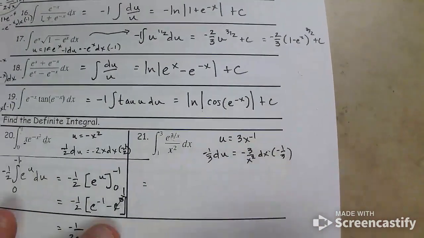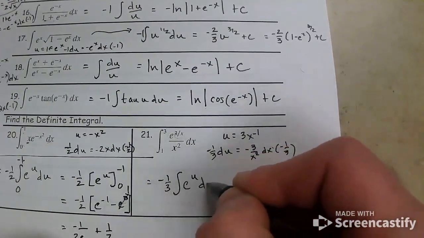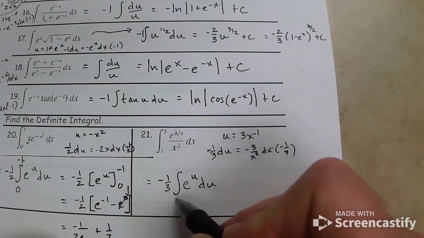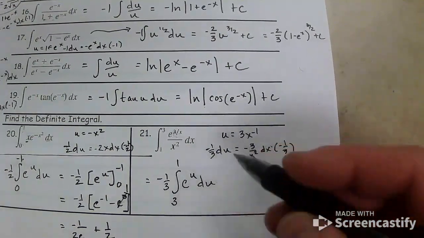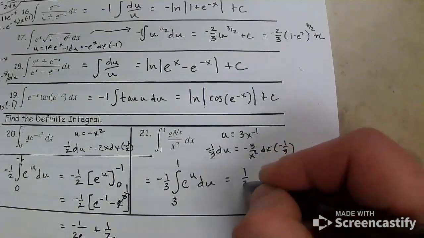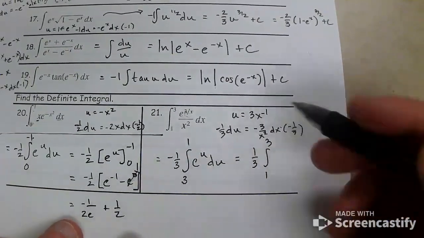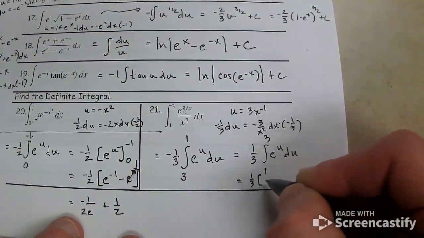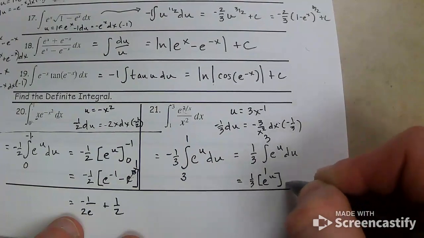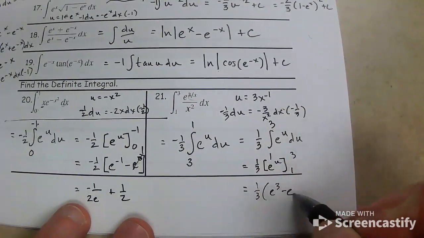So this integral ends up becoming negative 1/3 integral of e to the u du. My new boundaries, if I plug in 1, are going to be 3 and 1. So this time, let's go ahead and flip the boundaries and make it a positive 1/3. So this will be 1/3 integral from 1 to 3 of e to the u du. Just a little scenario so you know how to do it both ways. The antiderivative is e to the u from 1 to 3. So at the end of the day, you're looking at 1/3 e to the third minus e to the first.